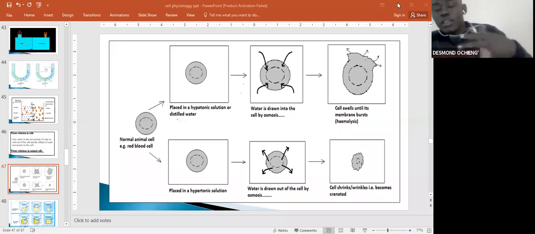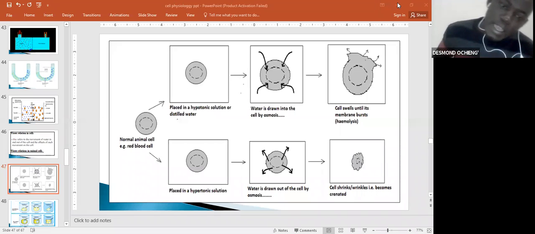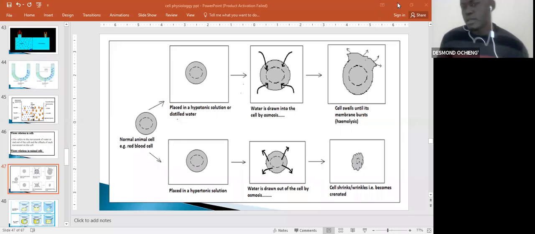Now, in the human body, there is a mechanism that is always put in place to ensure that the body fluids, the plasma, and even the cells are kept at an equal concentration, so that there is no hemolysis and crenation of those cells in our bodies. And more of this, we will learn when we get to one of the topics in Form 2 called homeostasis and thermoregulation.